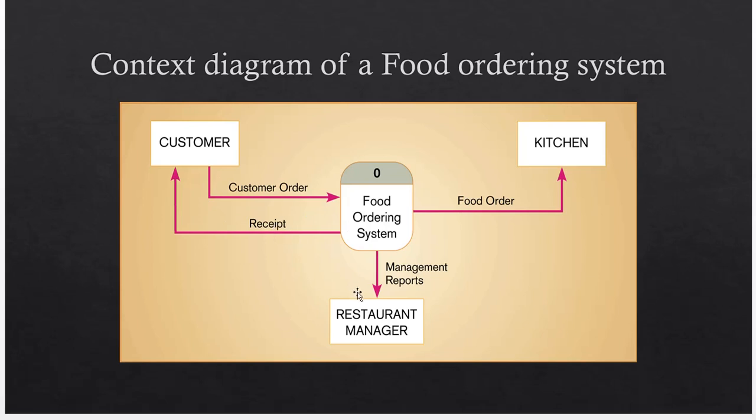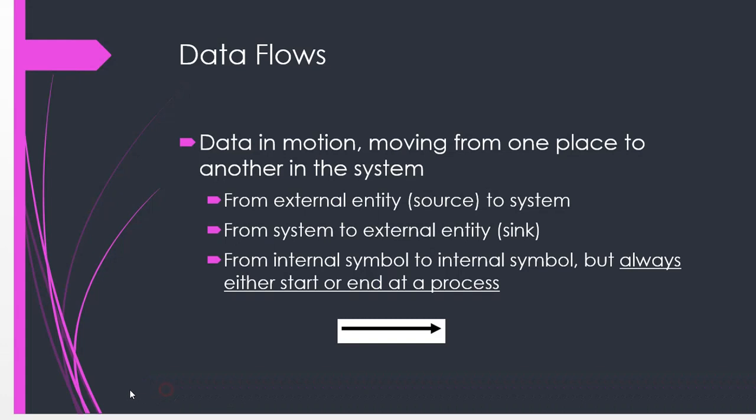The same goes for the restaurant manager. Data is flowing from the system to the restaurant manager in the form of management reports. So these arrows depict the direction in which data is going to flow. So data flows from an external entity to the system, or from the system to an external entity. When data flows from the external entity to the system, then the external entity is the source of the data. But when it flows from the system to the external entity, then the external entity becomes a sink because they are consuming the data.